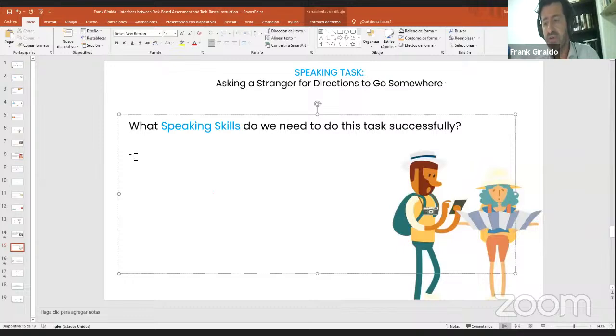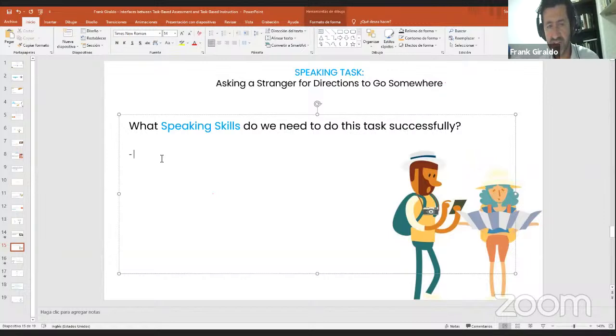Think of you are in another city and you're a tourist, you need to go somewhere. What speaking skills do you need to show when you are in this particular context? What will be some examples of speaking skills? Think of the process. So you are the person, you are this guy, you are these people, and then you need to ask someone about directions. What would be the first thing to do from the speaking point of view?